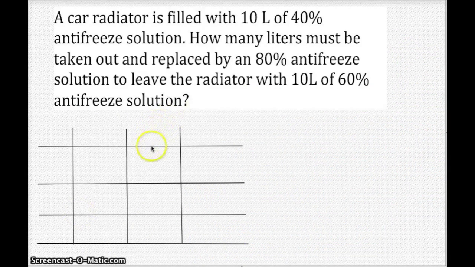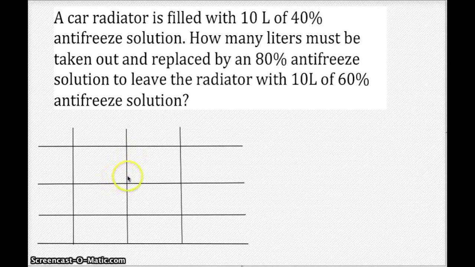Okay, we're on the next question. A car radiator is filled with 10 liters of 40% antifreeze solution. How many liters must be taken out and replaced by an 80% antifreeze solution to leave the radiator with 10 liters of 60% antifreeze solution?